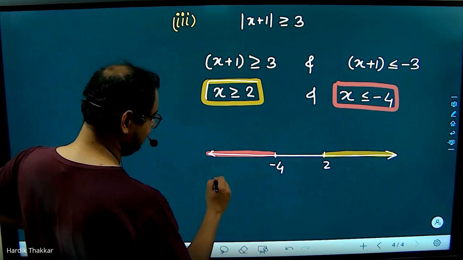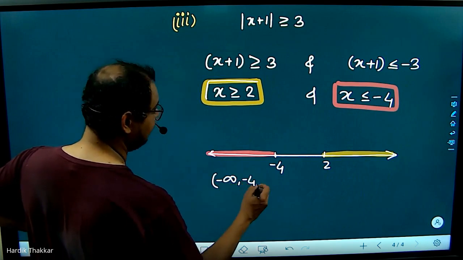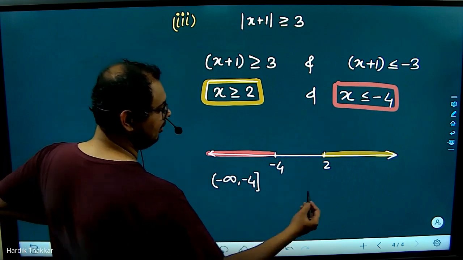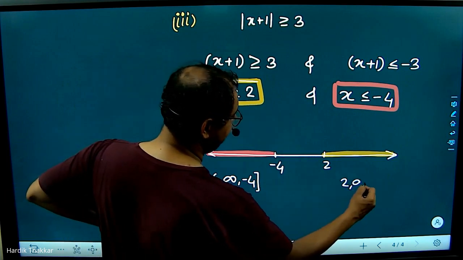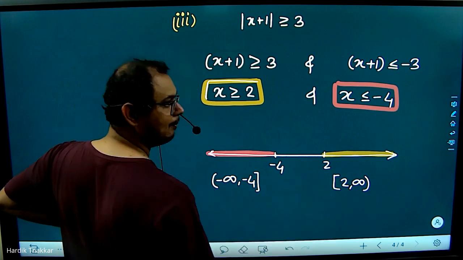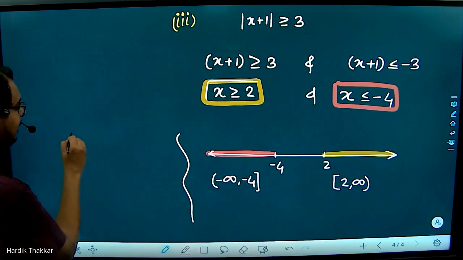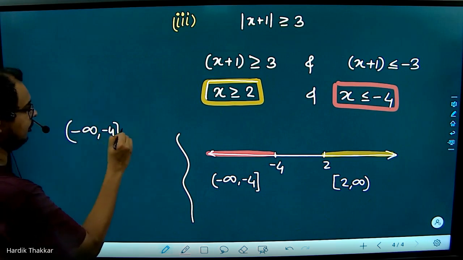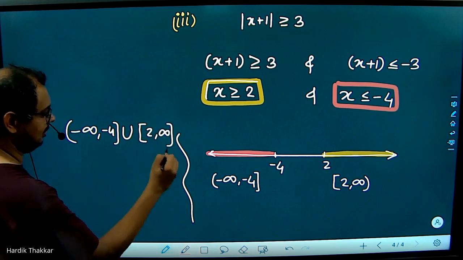So this region will be considered as minus infinity comma minus 4, where minus 4 will be included. So this closed interval will be there. Here it will be from 2 to infinity. Infinity is obviously not included, but 2 will be included. Okay. So the final solution we can write like this: minus infinity comma minus 4 union 2 comma infinity. So this will be our final answer.